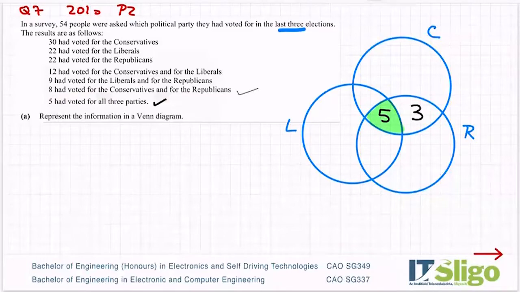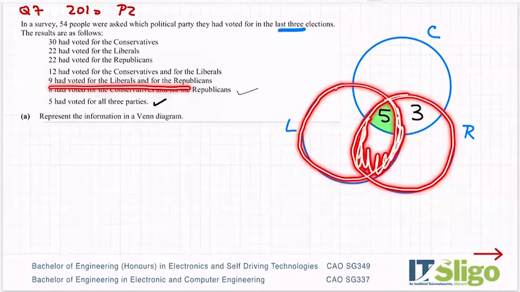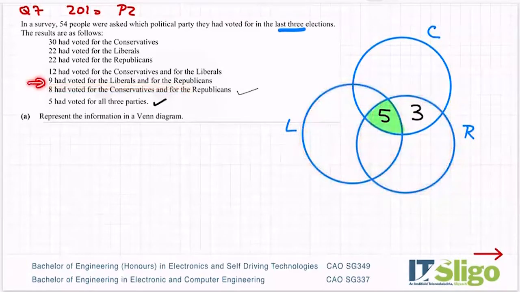Let's work our way up. 9 had voted for the Liberals and the Republicans. So you can see here is the overlap area between the two of them. 5 are already there. They did vote for the Liberals and the Republicans. It's just they also voted for the Conservatives. So I subtract that 5 off the 9 over here, and that leaves 4. 4 more that voted for the Republicans and the Liberals.